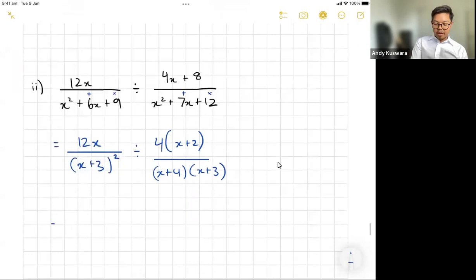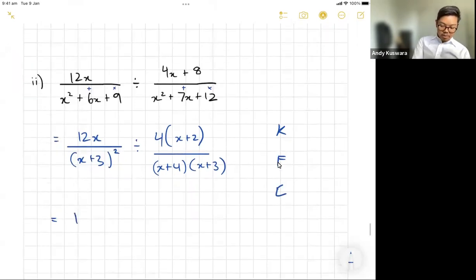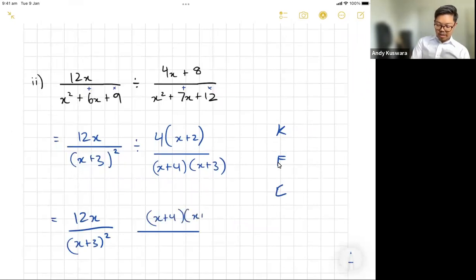Okay, now this is where we use our KFC. Keep, flip, change. KFC, love that stuff. So keep the first term the same, 12x over x plus 3 squared. And then what I'm going to do now is I'm going to flip the second one. So instead of that on that, it's going to be the opposite. It's going to be x plus 4 over x plus 3 over 4 bracket x plus 2. And then I'm going to change the sign to a multiply.